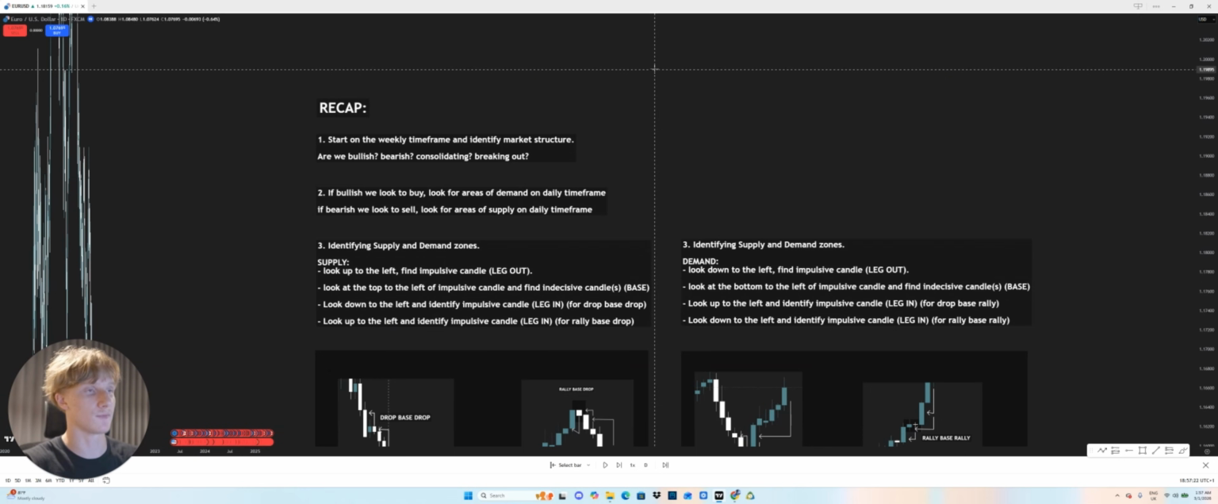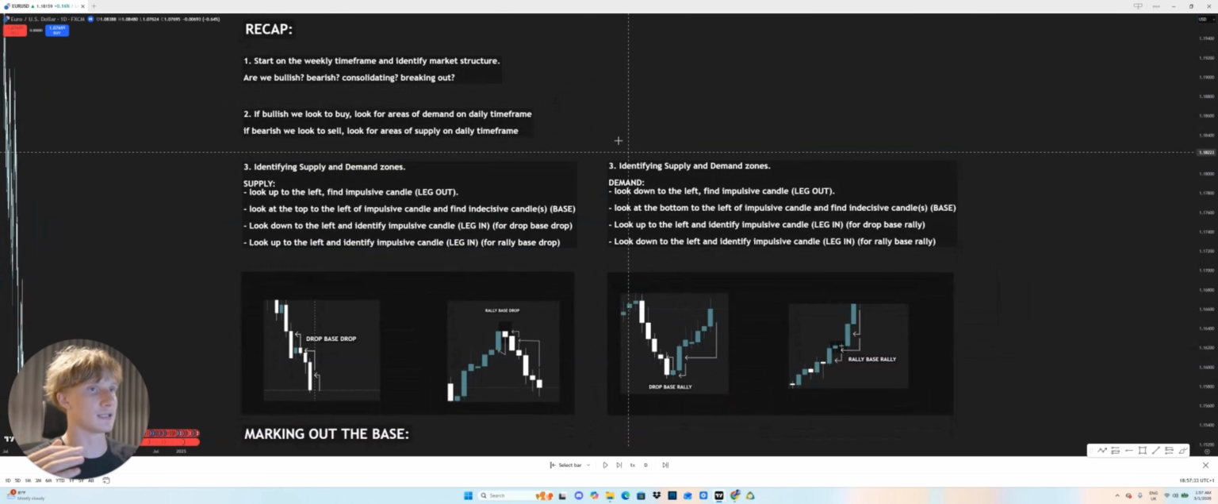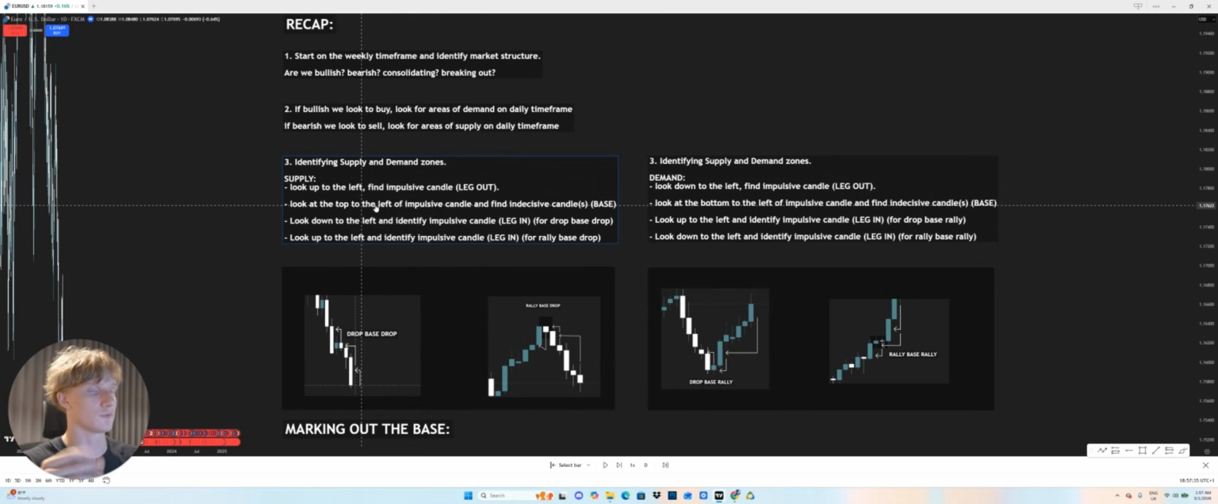We have to go to the daily time frame and look for areas of demand. If we're bearish, we're going to look to sell, which means we need to go to the daily time frame and look for areas of supply. Now, in terms of identifying the zones, let's start off with supply.